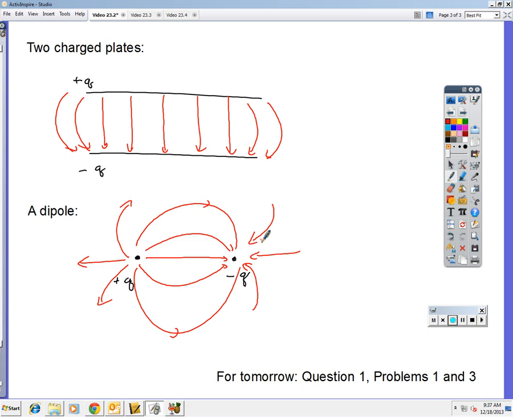Now, one of your problems is a charged disk. You need to draw the field lines of that. It's a very interesting one. Not one of the ones I'm checking tomorrow because it's a bit of a challenge, but please do make sure that you do it. Last year people didn't because they don't like drawing. But tomorrow I'm going to check question 1. I'm also going to check problems 1 and 3 in chapter 23.